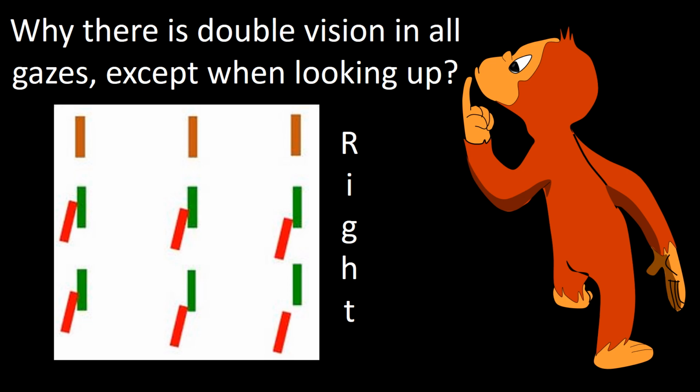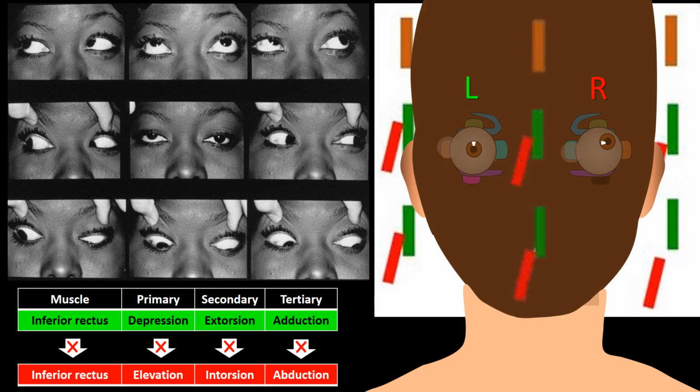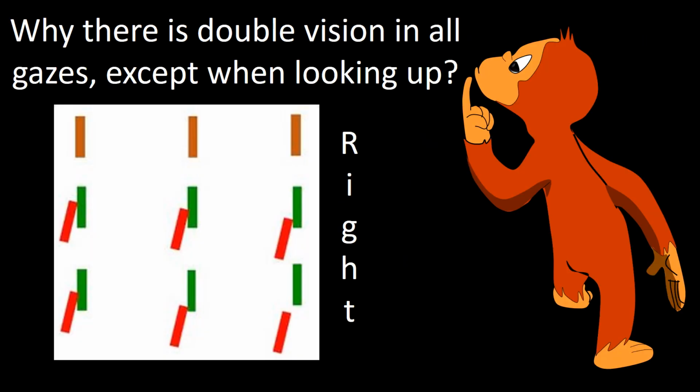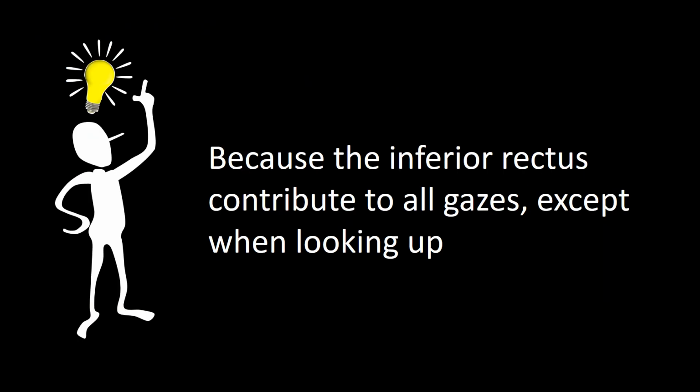The second key question is why there is double vision in all gazes except when looking up. Looking at the Barr diplopia chart, it is easy to confirm that double vision is present in all gazes except when looking up. This figure, previously shown, depicts the inferior recti functions, and as you can see, it includes arrows going in all directions except the up gazes. So the answer to this question, why there is double vision in all gazes except looking up, is obvious, because the inferior recti contribute to all gazes except when looking up.